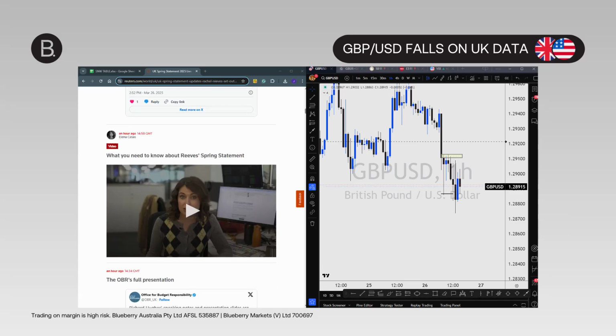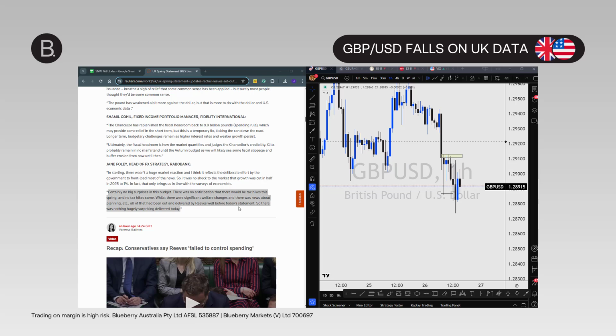Now, just to reiterate what happened, there were some comments as well by the head of FX strategy at Rabobank, and we can see that they have mentioned that there were no big surprises in the budget. I think one of the big surprises we were looking at was whether we were going to see a tax rise, and we didn't get any tax hikes. There was no anticipation that there would be tax hikes this spring, and no tax hikes came. I think if we saw tax hikes, we would have seen pound US dollar down a lot more than this.